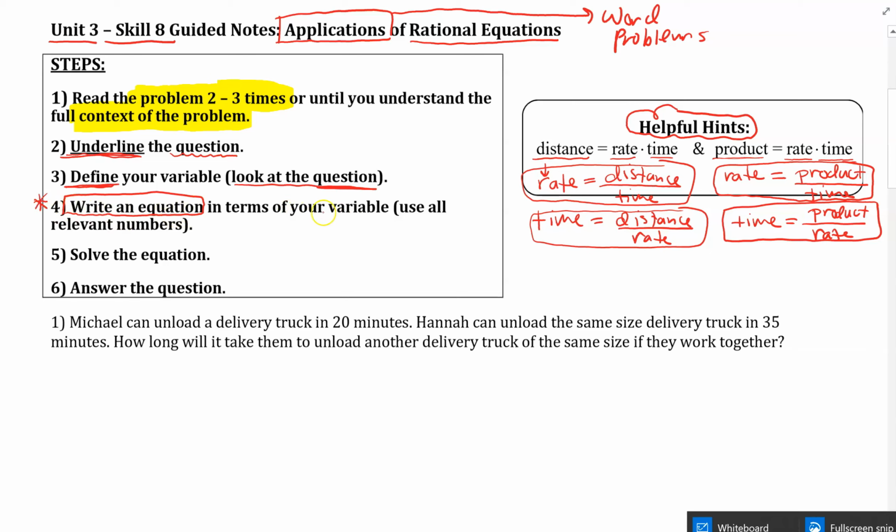It's going to be using the variable that you defined earlier, any numbers that were in the problem, and then for these types of rational equations, it's going to probably be requiring one of these 6 things. Distance equals rate times time, or rate equals distance over time, or time equals distance over rate, or any of these 3. We're going to be using them to write our equations in these particular contexts. Then you solve the equation. That part shouldn't be too bad. And then once you get your number, you answer the question. And again, this will be based off of what the variable was that you defined earlier, and then you answer the question based on the number you got.